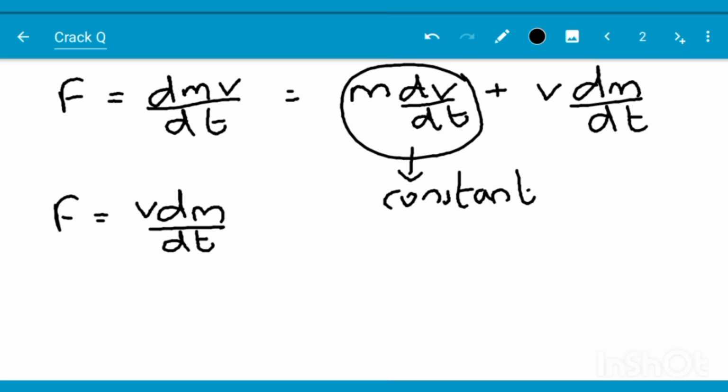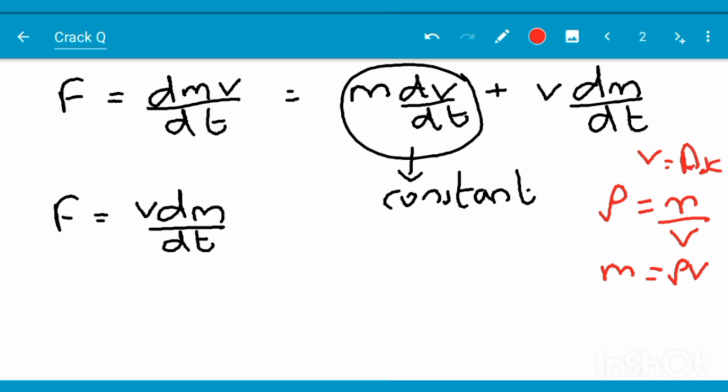Now we know another thing: rho, that is density, is equal to m by V, so m is equal to rho V. Here V is volume. Rho is density, so V is a volume. V is equal to area into distance, which is a simple formula. We all know that V is equal to A x, so m is equal to rho A x. This is a formula.